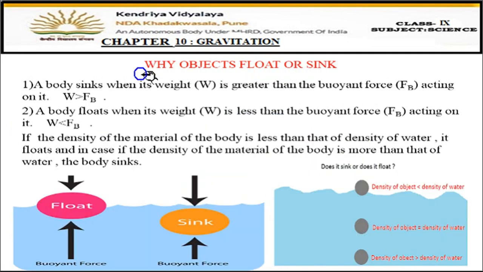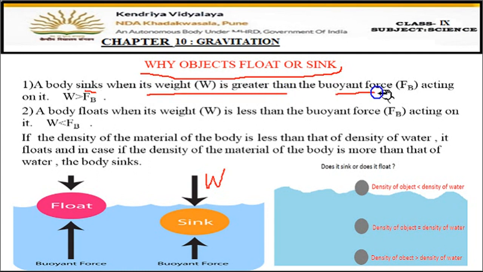Now let's see why objects float or sink. Which objects will float on the surface of water and which objects will sink down? So see, two forces are acting when the object is put in water, as we have already discussed. One is the weight of the object and the other one is the buoyant force. Both are acting. So in terms of both of these, we will find out which objects will float or sink. Now a body sinks when its weight is greater than the buoyant force.